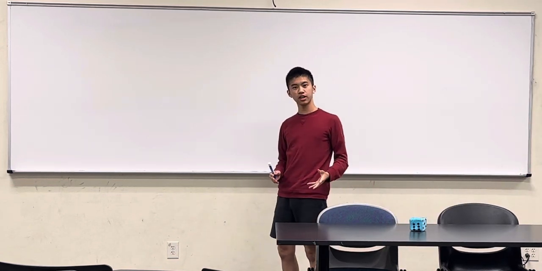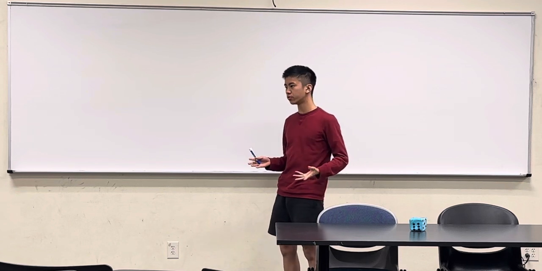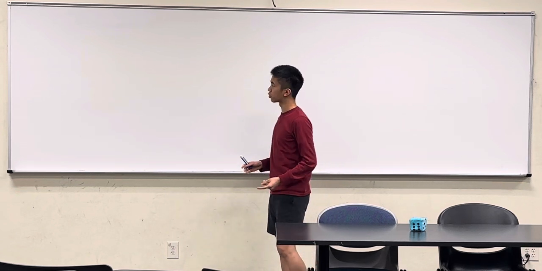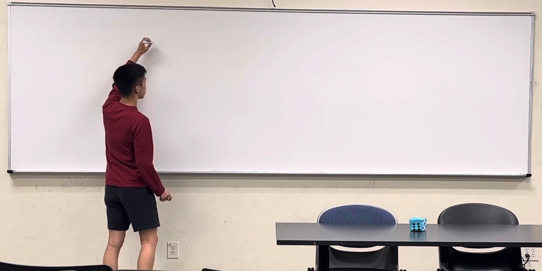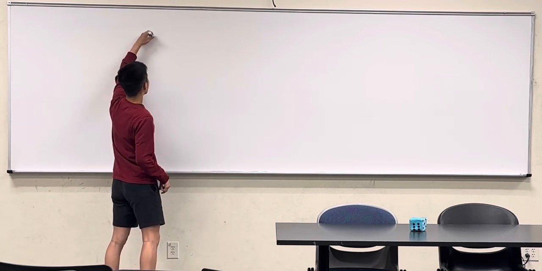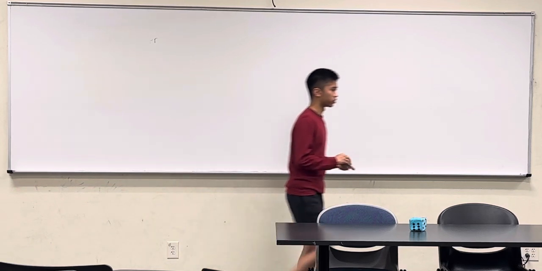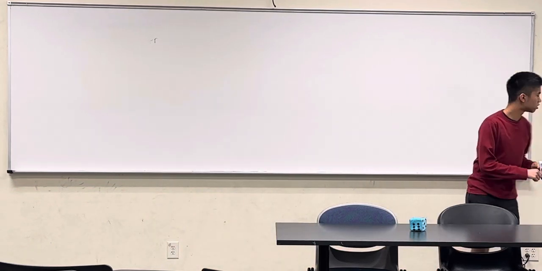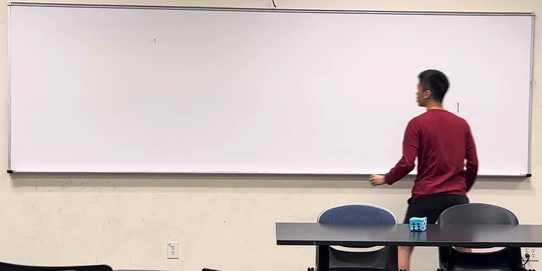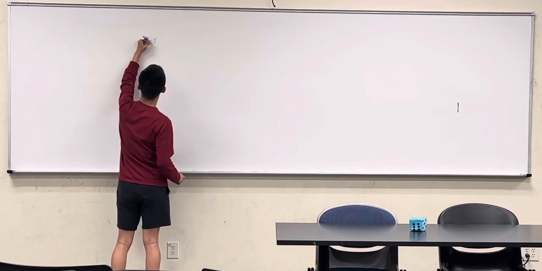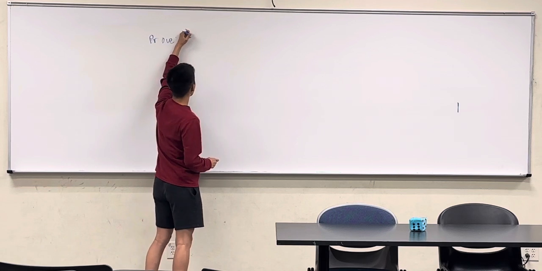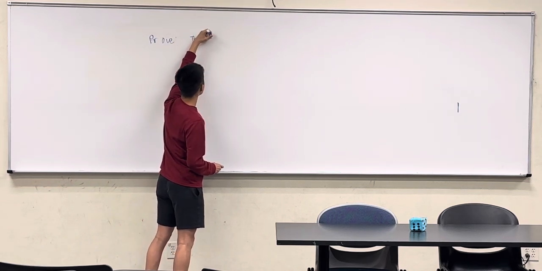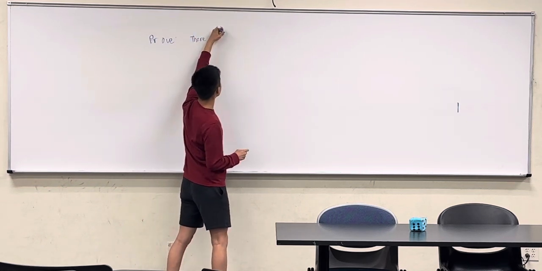So today I'll present a pretty simple proof. I believe it's the Euclid proof for the fact that there are infinitely many prime numbers, or prime integers. So what we want to prove is that there are infinitely many prime integers.